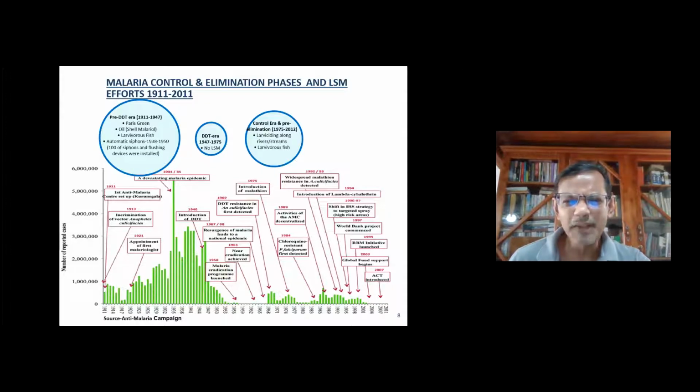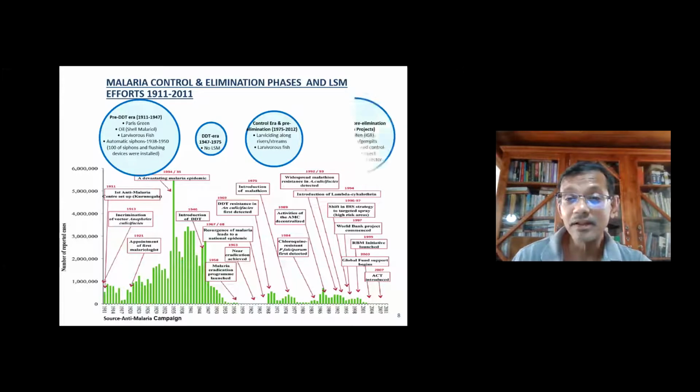During this period, larviciding along rivers and streams using temephos was used, and also larvivorous fish, Poecilia reticulata, and some Aplocheilus species were bred and released to various breeding places. But these LSM efforts were not documented, and as a result, we don't know the impact, and also the coverage is so patchy, so we don't know if LSM has any impact on the control as well as elimination.